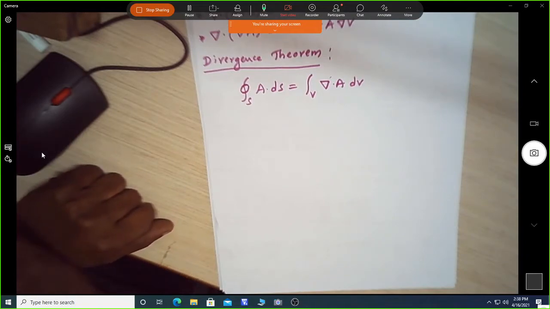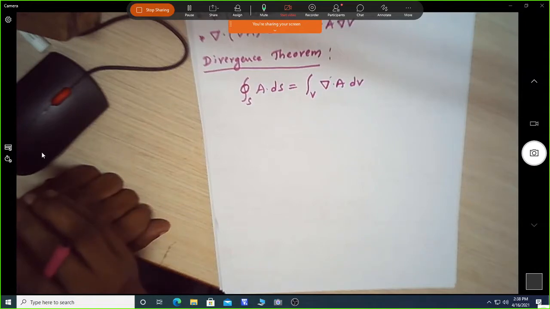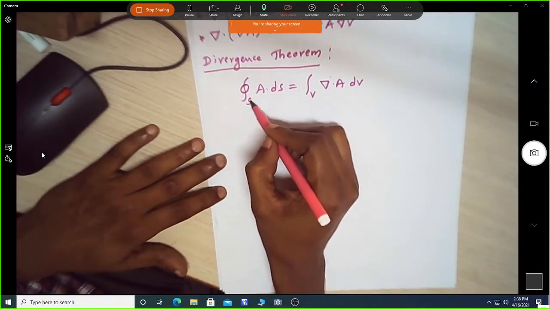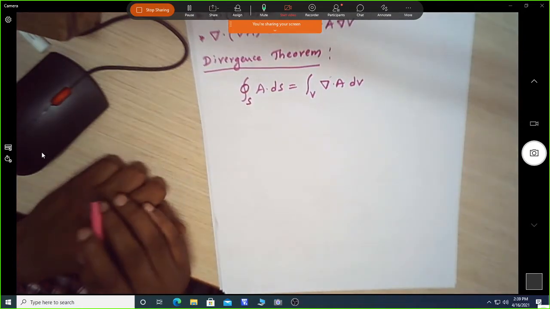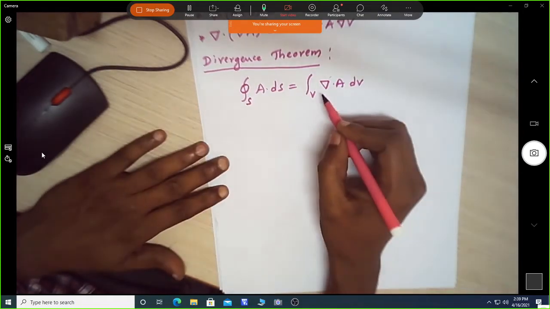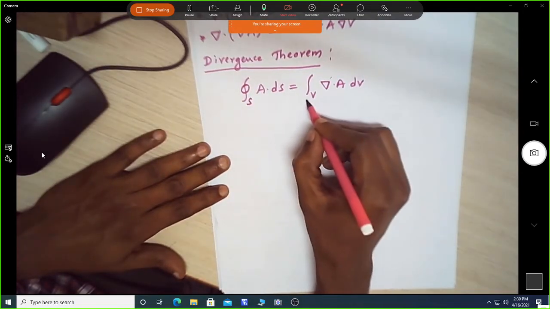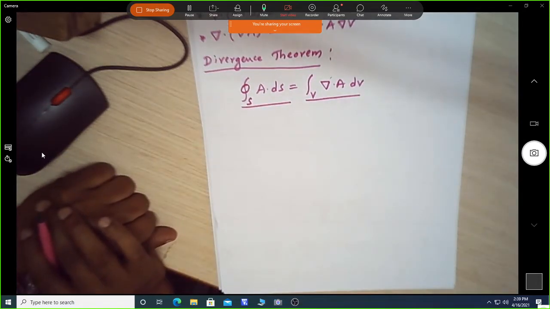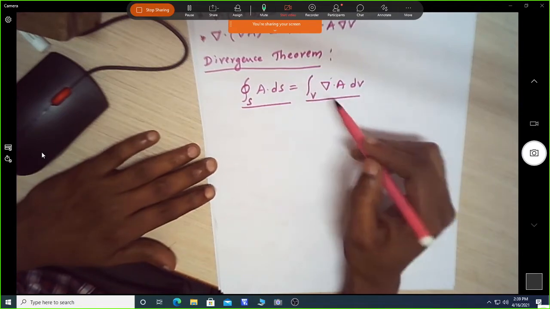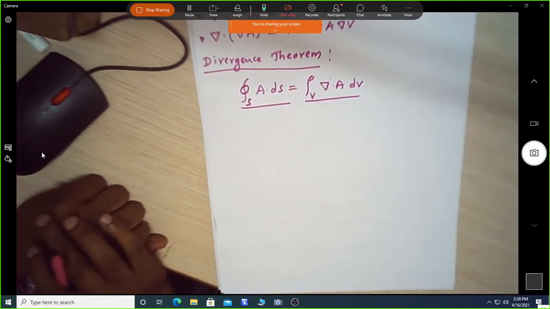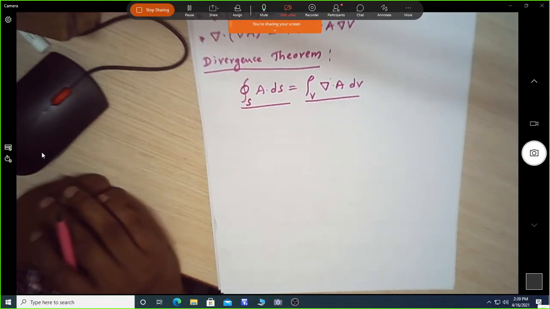So the total outward flux of vector A through a closed surface S is the same as the volume integral of the divergence of A. So this is the divergence theorem, and whatever we have written in equation form, we have explained in statement form. That's it.